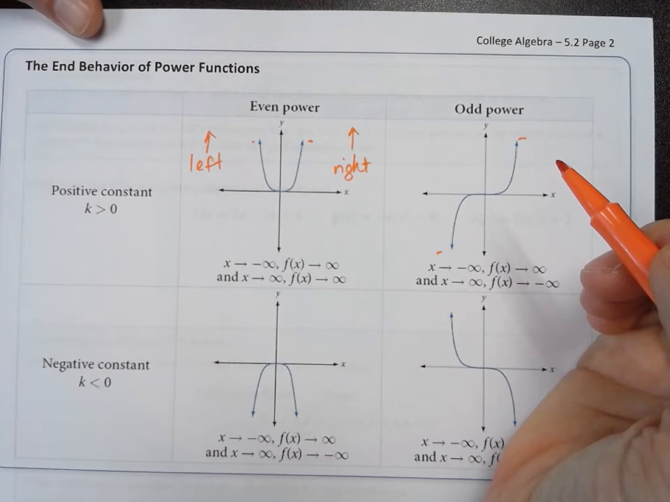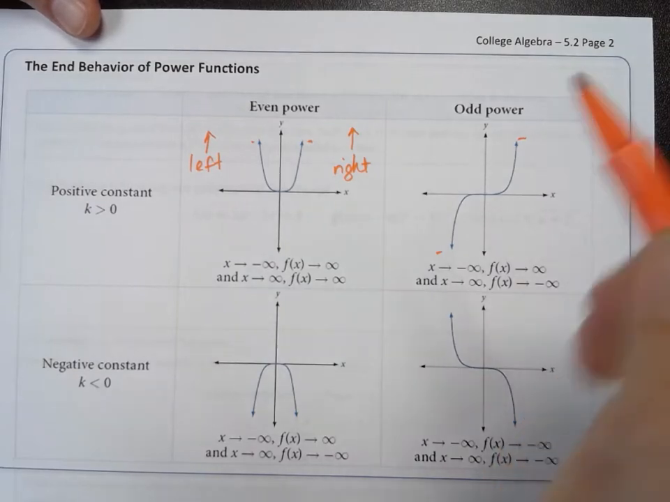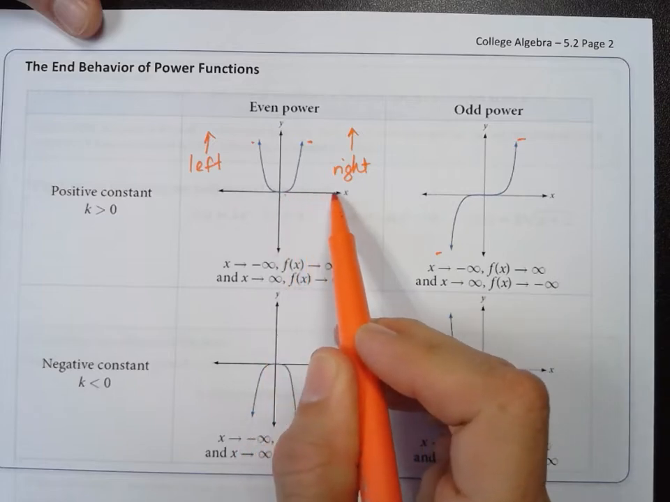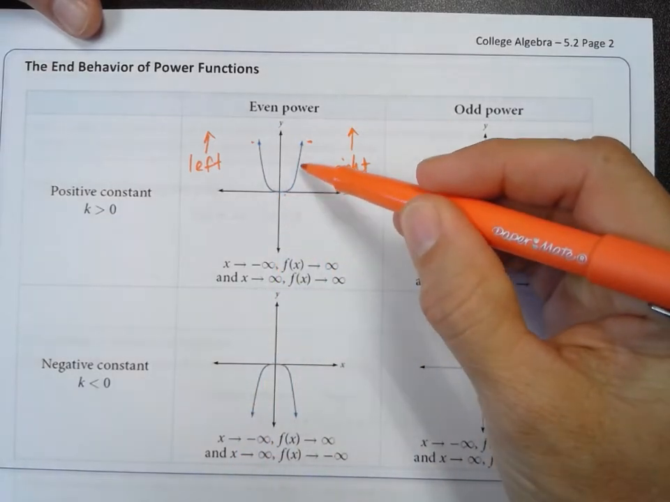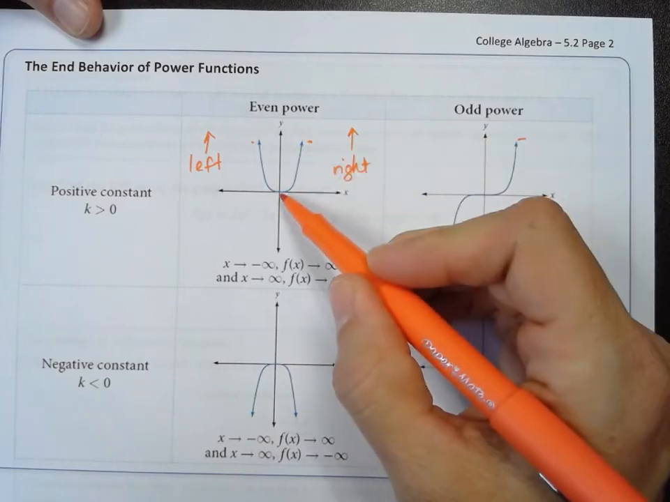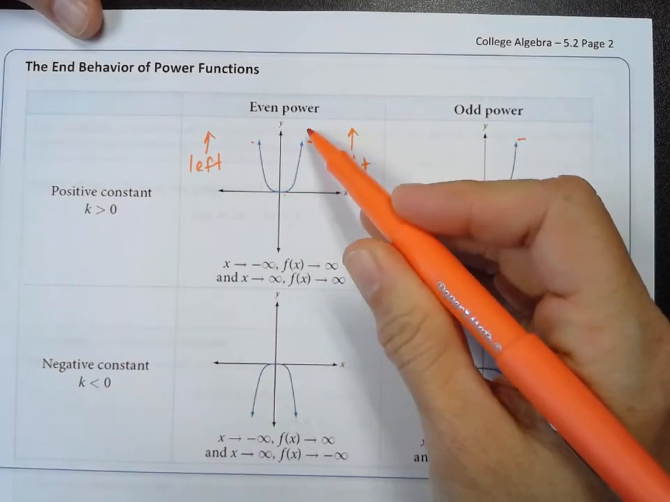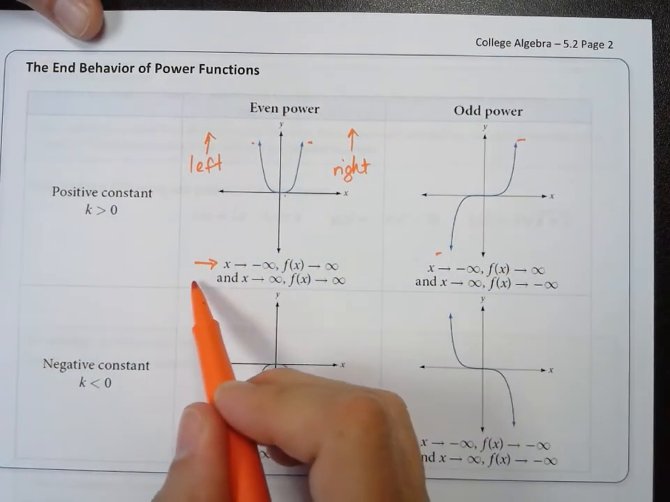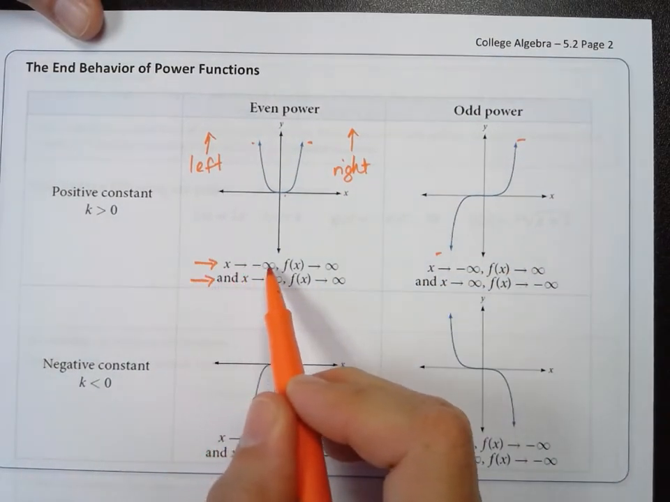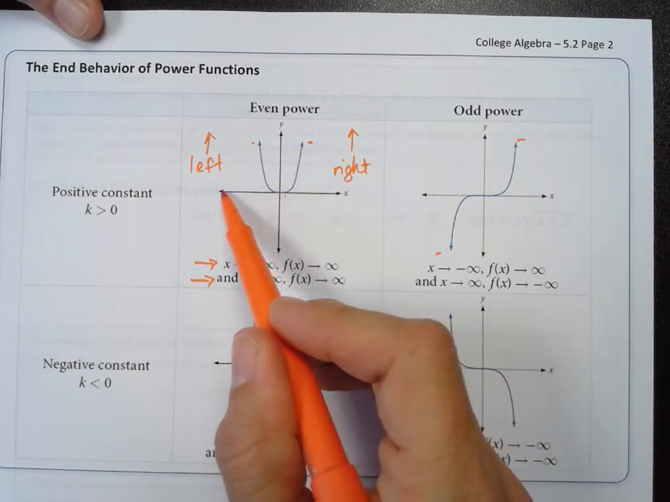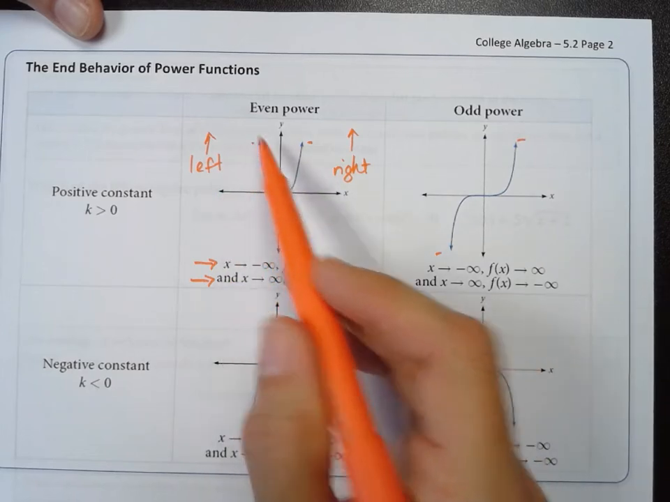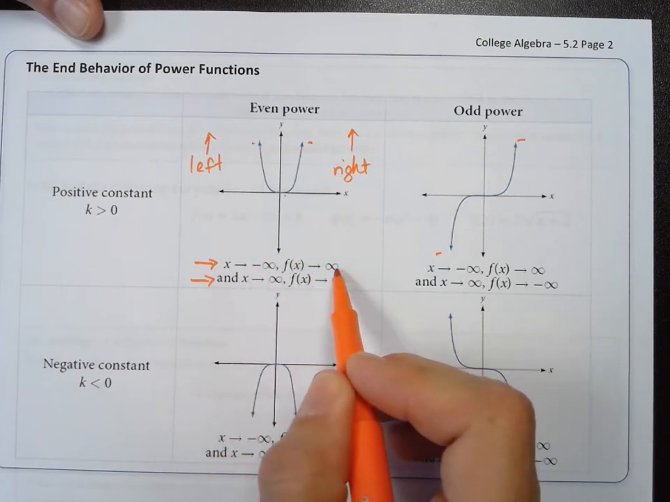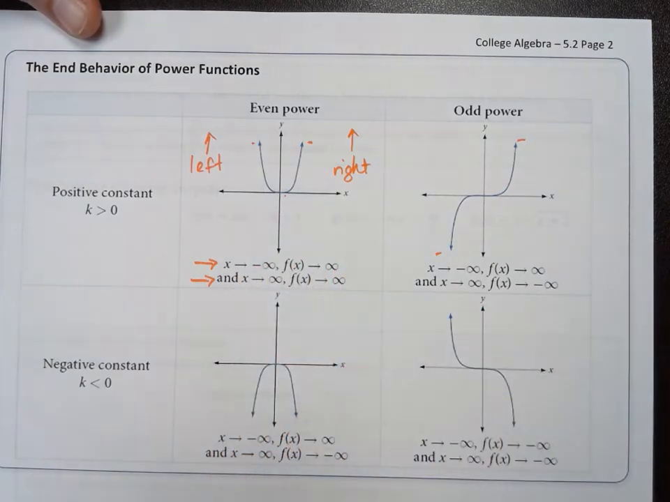What does that mean in mathematical terms? As x gets bigger and bigger, so x is going this direction, y is going this direction. So as x gets bigger, y gets bigger. That's what this one means. Oh, sorry, that's what this one means. This one says negative infinity. So as x gets smaller this direction, y gets bigger. As x gets smaller, y gets bigger. That's what that means. Okay, so let's look at the odd-powered one.